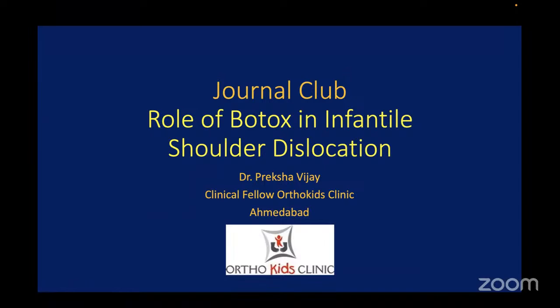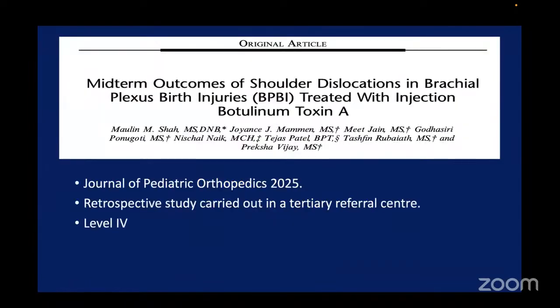Good morning, everybody. I'm Preksha, and I'll be presenting a paper on midterm outcomes of shoulder dislocation in brachial plexus birth injuries treated with injection botulinum toxin A. It was published in the Journal of Pediatric Orthopaedics in 2025. It's a retrospective study carried out at a tertiary referral center, and it's a level 4 evidence study.